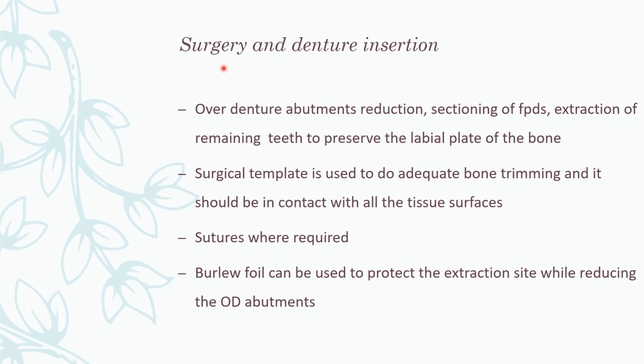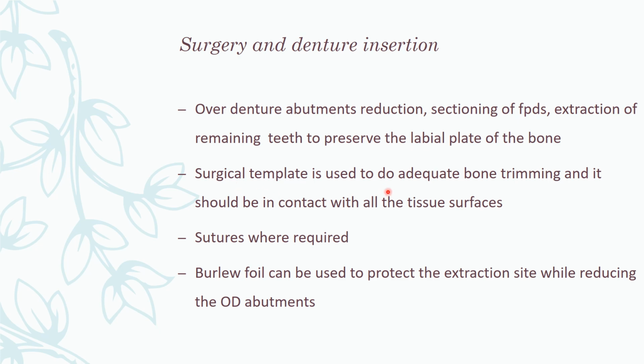Coming to the surgery and the denture insertion. Overdenture abutment reductions can be done, sectioning of the FPDs, extraction of remaining teeth to preserve the labial plate of the bone. So these are some ways to preserve the bone.